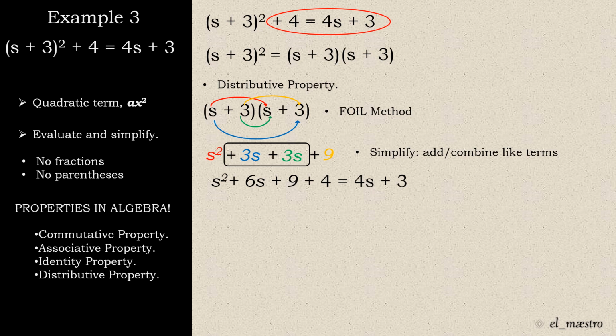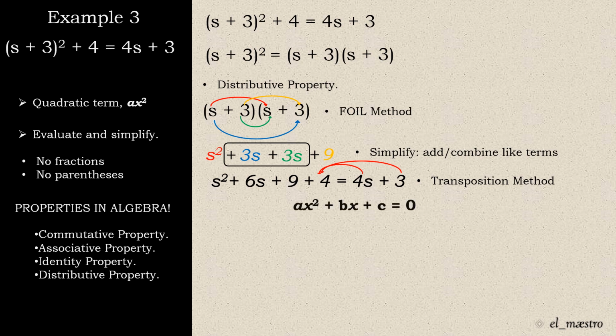So this will now be your equation. Evaluate. We'll use transposition again to make the equation equal to 0. That is our goal, equal to 0. So 4s or 3, we transpose to the other side. 4s is positive, plus 3 is positive, so it becomes negative when it goes to the other side. Look at the sign, you observe the sign. Okay? So it should be equal to 0.